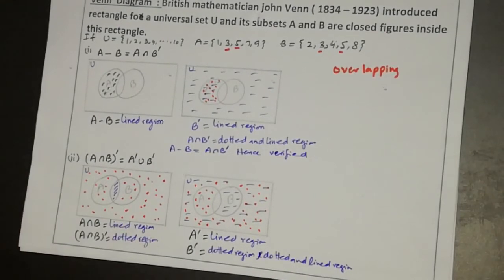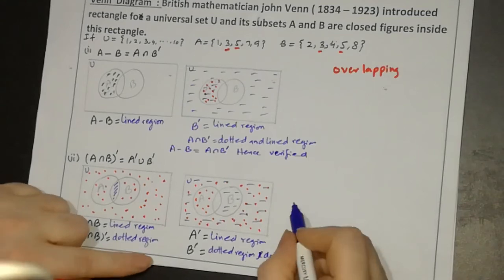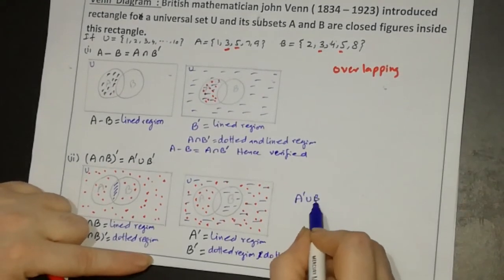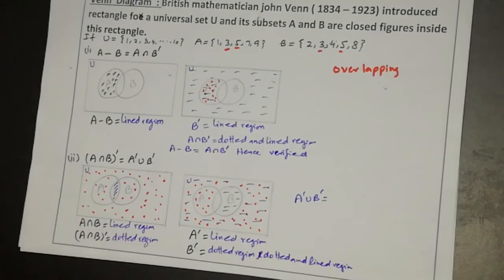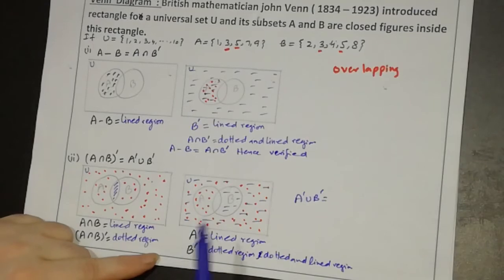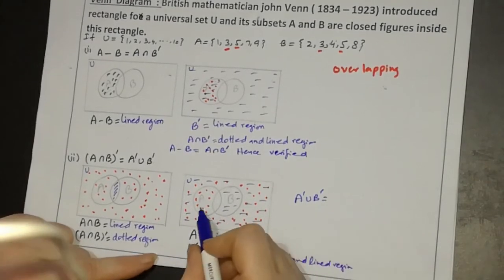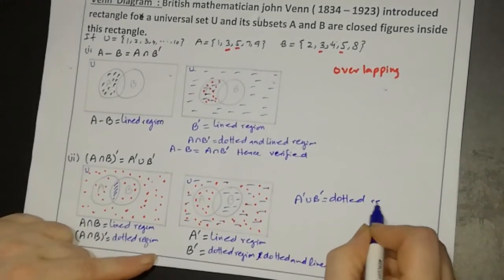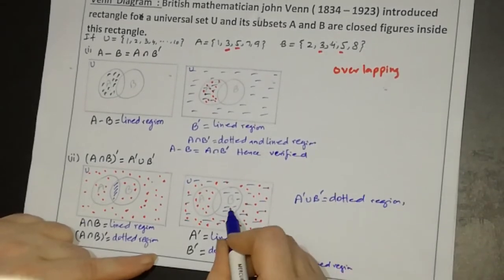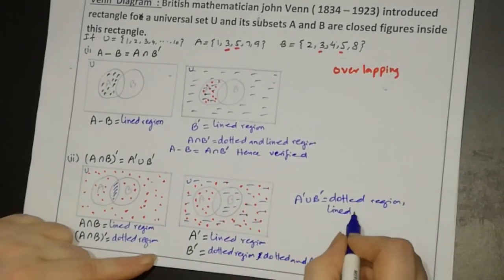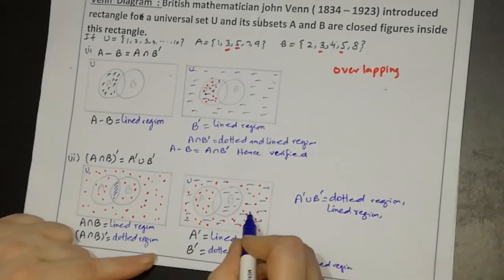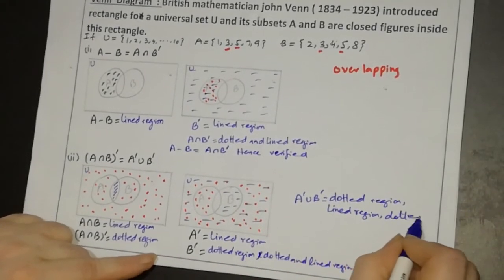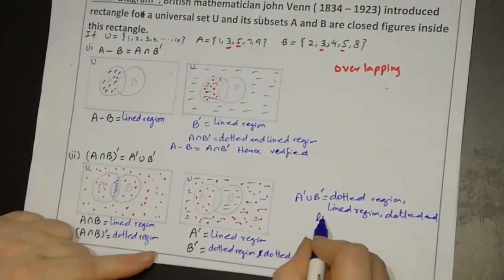So now let's take its union. For the union, A complement union B complement. So when I take a union, I am taking this part, I am taking this part and the outer part. So how to write my answer? This is the dotted region and this is the lined region. And what is this? Dotted and lined.